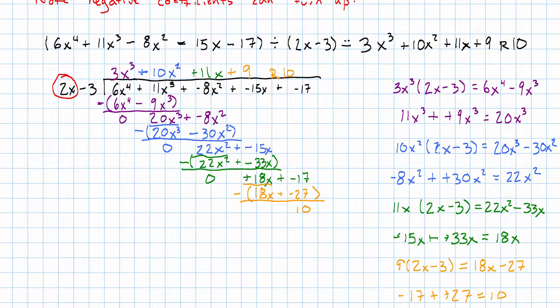So the process here is just like in whole number long division. Divide, multiply, subtract. And this is even easier than whole number division because we only ever have to look at the first term.